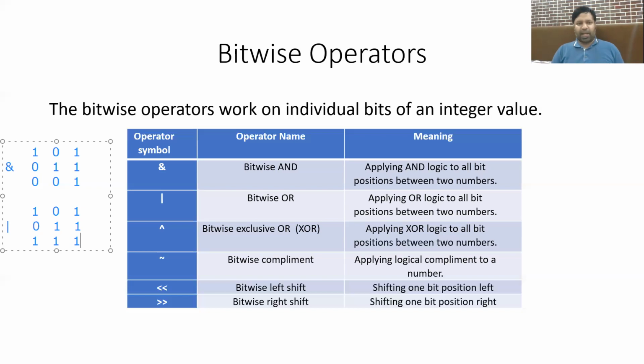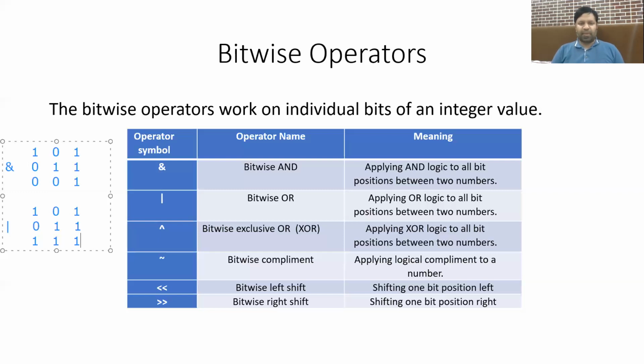It is applied on the individual bits. The resultant bit is 1 if both the bits are 1. Then bitwise OR: the resultant bit is 1 if either of the two bits is 1. Bitwise exclusive OR applies the exclusive OR logic to all bit positions between the two numbers. So this is a collective. You need to know the formula for computing the XOR.